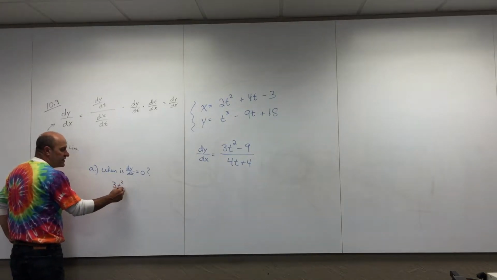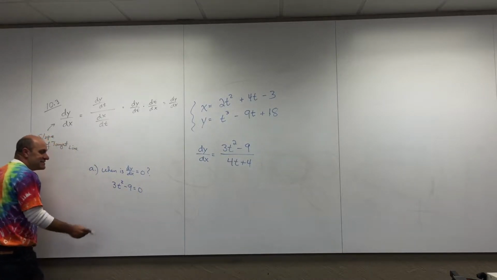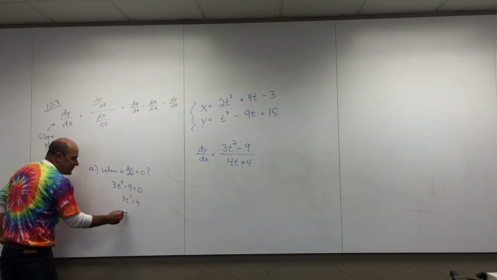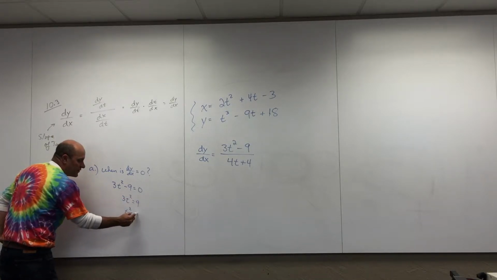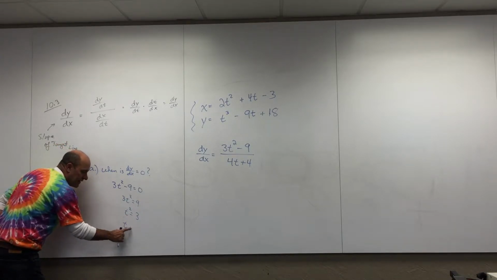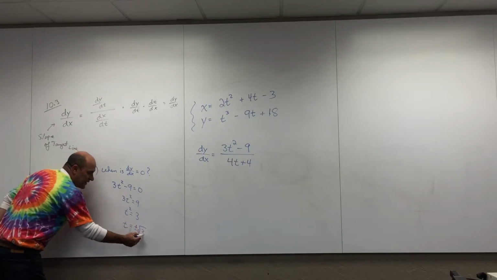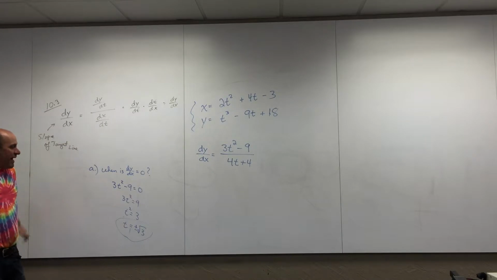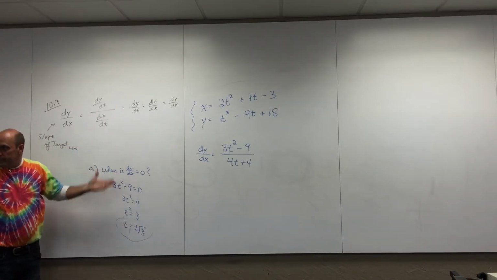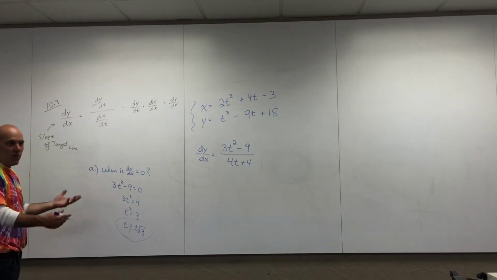Let's work on that. 3t squared minus 9 equals 0. Move the 9 over. 3t squared equals 9. Divide by 3. T squared is 3. What's t? Plus or minus the square root of 3. Woohoo! So okay, good. We found it. When is the derivative 0? At those times, plus and minus the square root of 3. Cool. That's easy. It's good old Calc 1 kind of stuff.